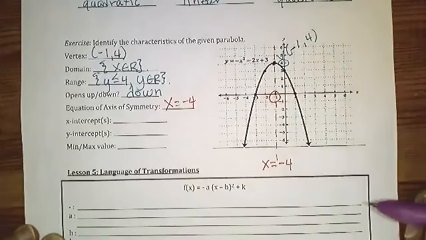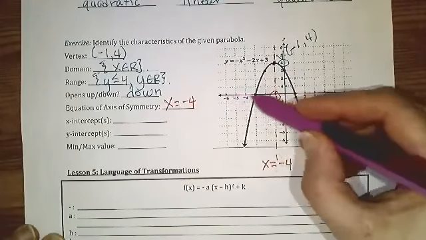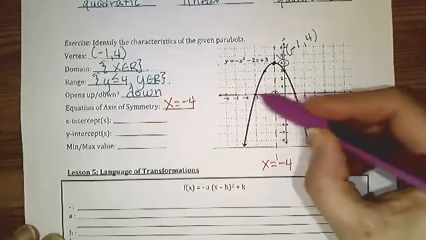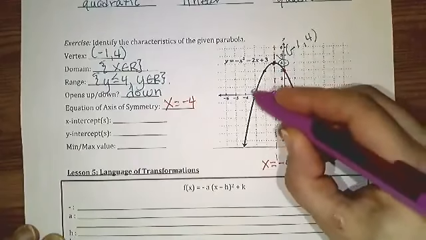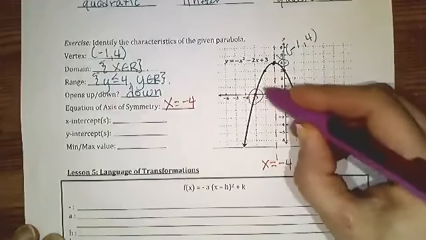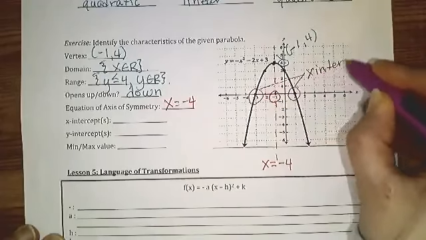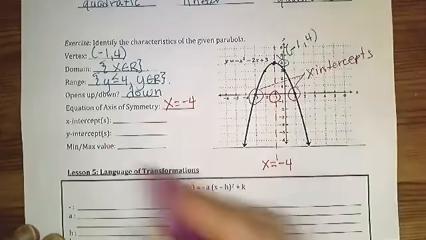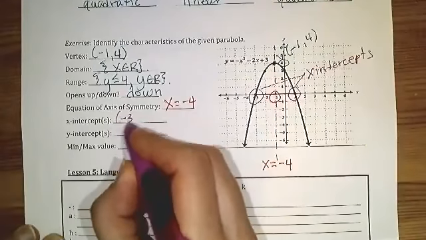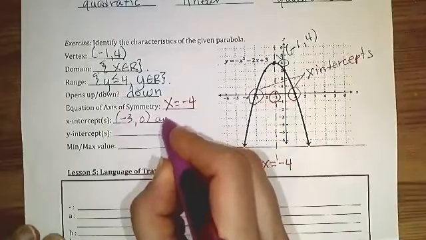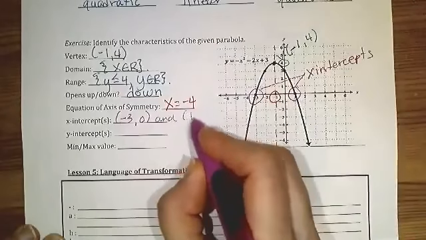The x-intercepts, remember, that is where the graph, in this case, a parabola, crosses the x-axis. And so here and here, at -3 and 1, these are x-intercepts. So our x-intercepts are (-3, 0) and (1, 0).